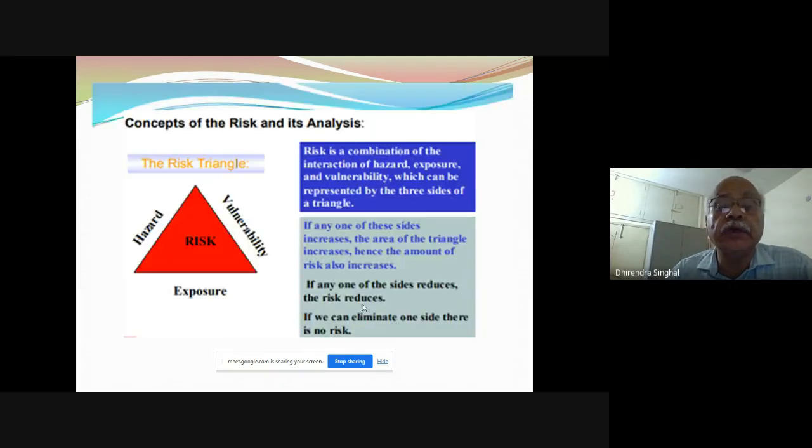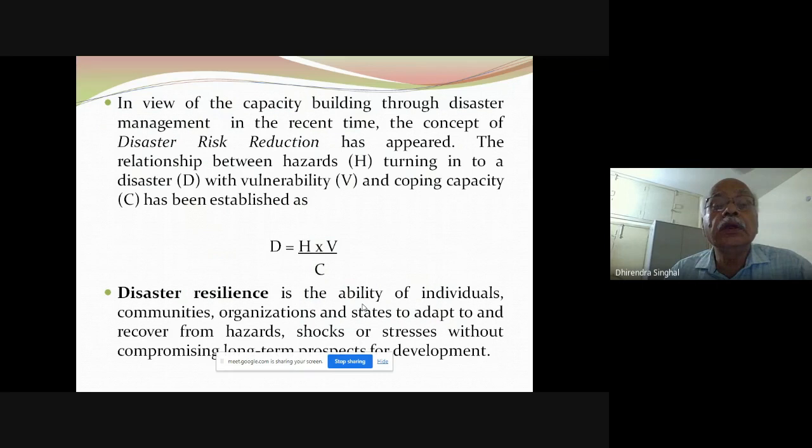That means when hazard will meet with vulnerability, that's why written over here, vulnerability plus hazard, that's equal to disaster. I think must be clear now. Now, after that disaster risk reduction, I said in my title, and you see, in view of the capacity building through disaster management in the recent time, the concept of disaster risk reduction has appeared. Disaster risk reduction, we are going to define as hazard into the vulnerability upon the coping capacity.